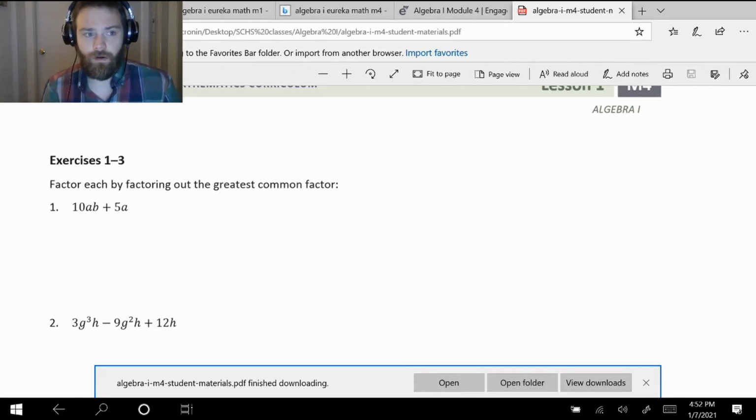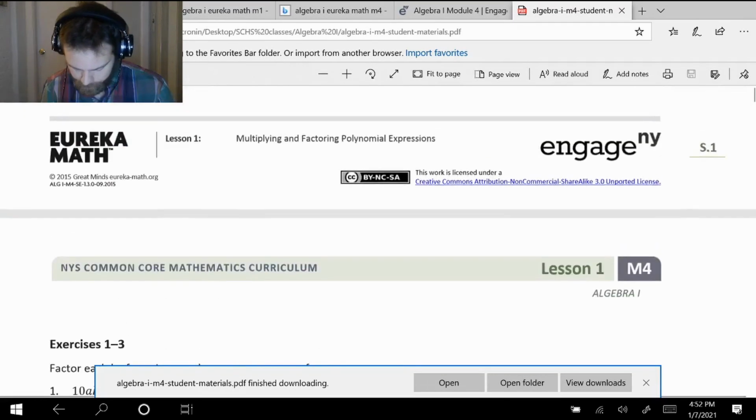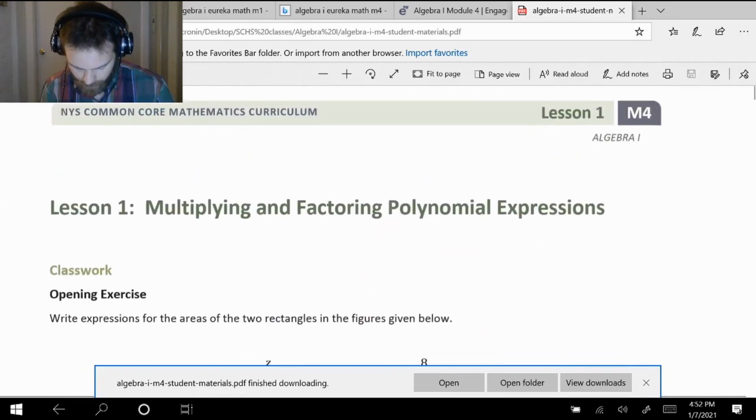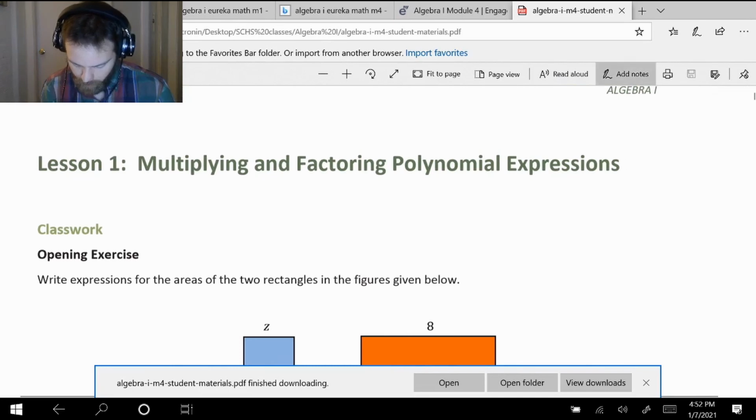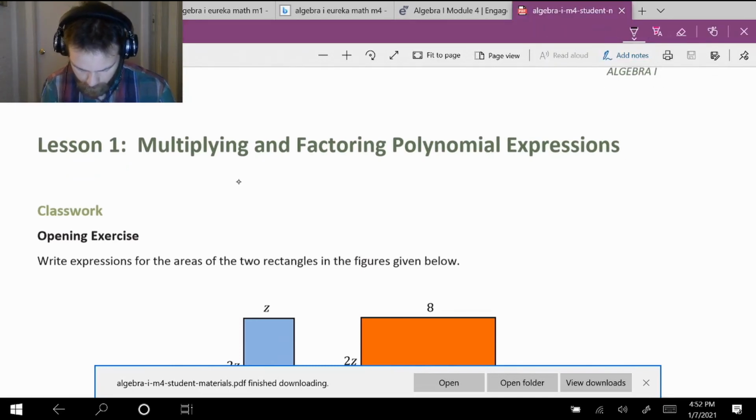Okay, so hopefully you can hear me, hopefully you can see me pretty well, and hopefully everything's in sync. But I am going to show you today how to multiply and factor polynomial expressions, okay? So this is the first lesson that I'm going to do for Algebra 1.